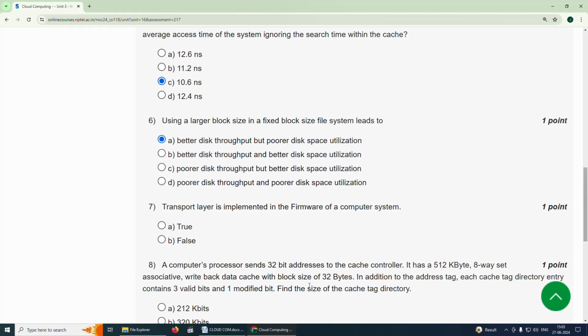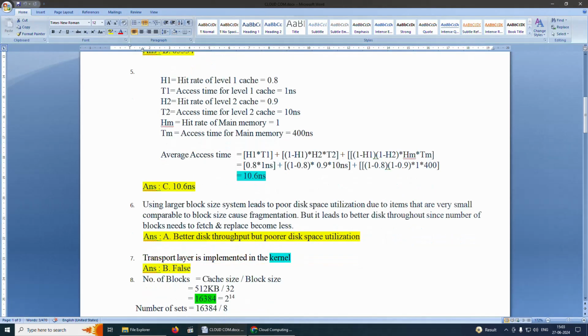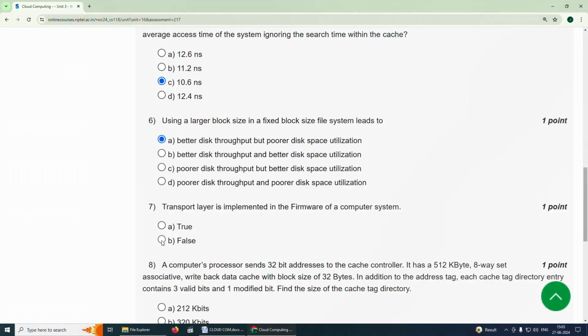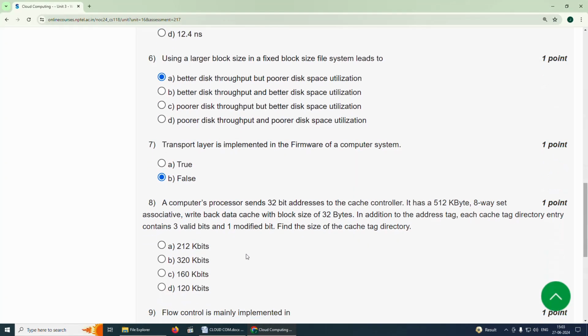firmware of a computer system. Transport layer is implemented in the kernel. So the answer is option B, false. Eighth question, a computer's processor sends 32-bit addresses to the cache controller.